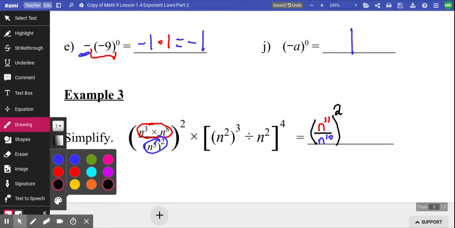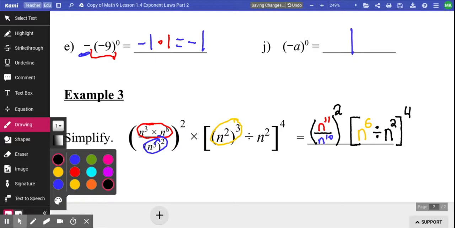Then I'm going to move on to the next set of brackets. I'll do them in square, like this one, so it looks normal. The first thing I'm going to do is figure out what to do with the top of this division. I have a power of a power: n to the power of 2 to the power of 3. Power of a power, you multiply your exponents. That becomes n to the power of 6. Divided by, and then n to the power of 2 is going to stay the way it is, right? There's nothing happening to that one. And the 4 is still on the outside.